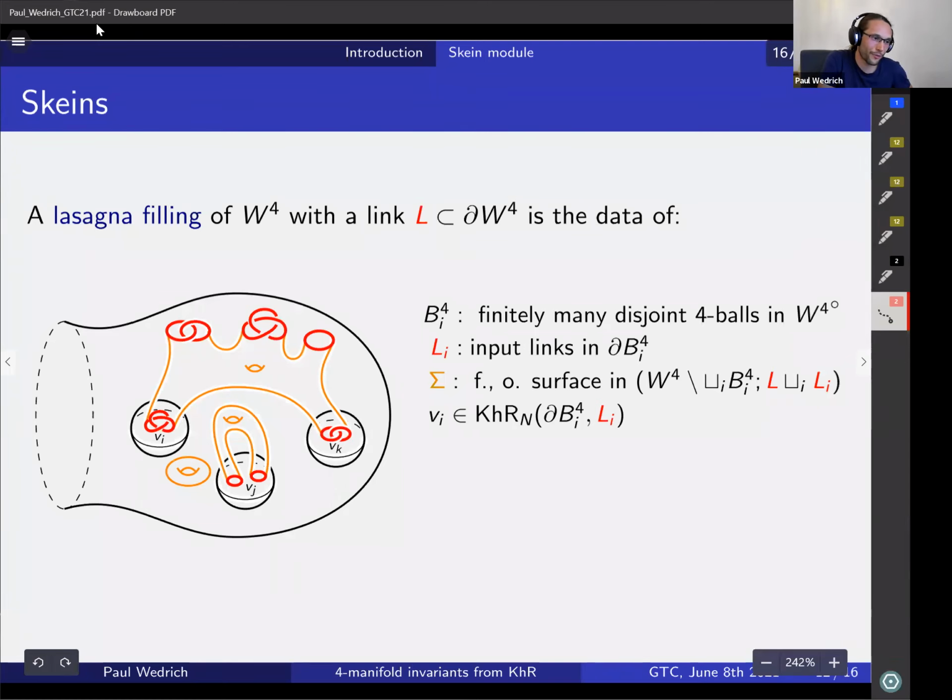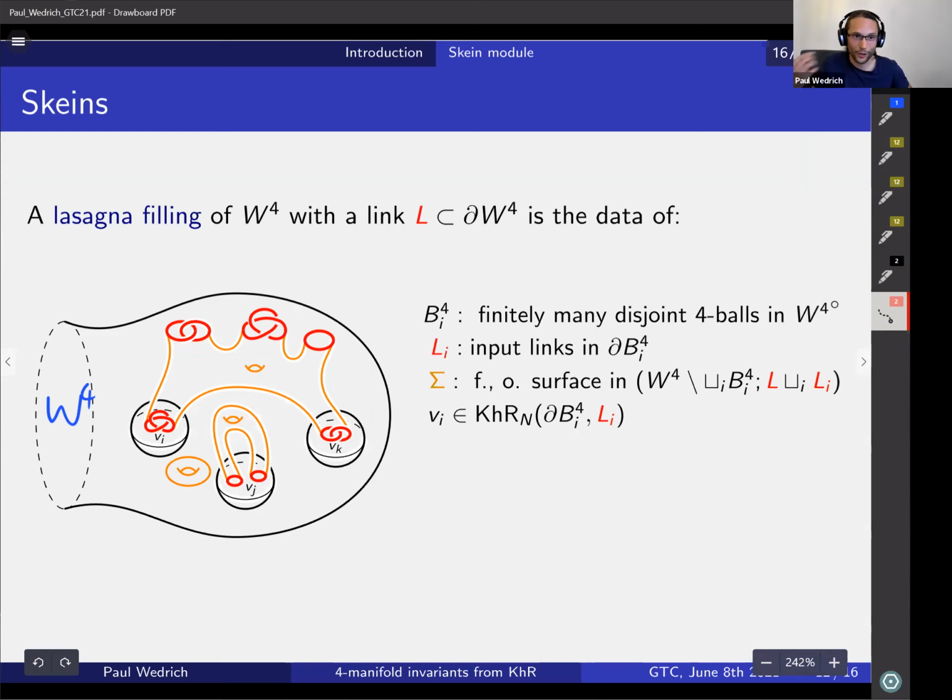Okay, what are these? I've tried to schematically indicate. This is the 4-manifold here, the entire thing. I use this pen. So this is W^4. On the boundary of the 4-manifold, I have a link L, which is this piece here. And then I have a surface in the interior. That's Sigma.